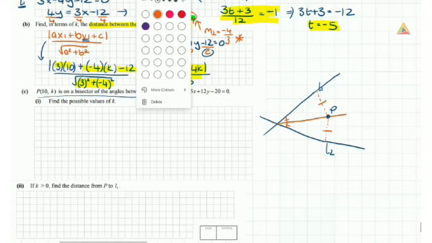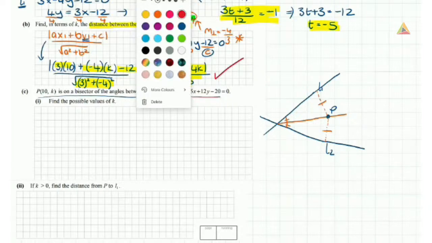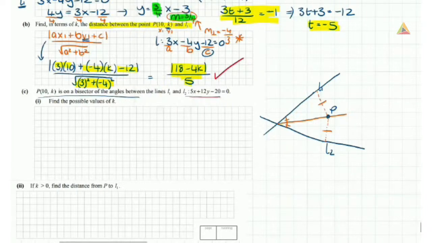But look at what you've done. Up here, you've already found the distance between P and L1. So down here, we need to find the distance between P and L2 in exactly the same way. So my point is my x1, y1, and my line is my A, my B, and my C. And we're going to use exactly the same formula as we did in part B, coming from page 19 of your log tables.